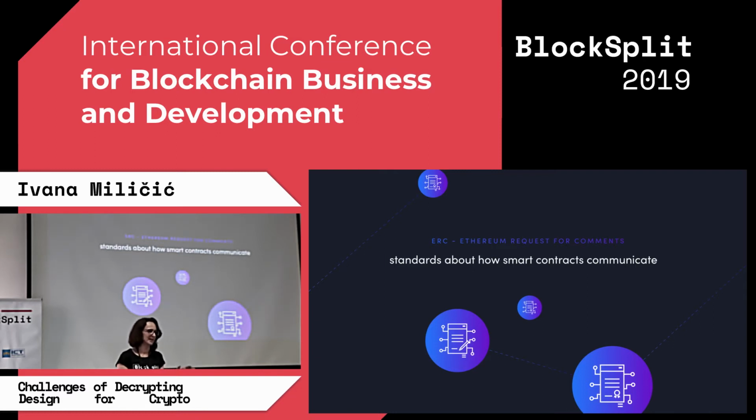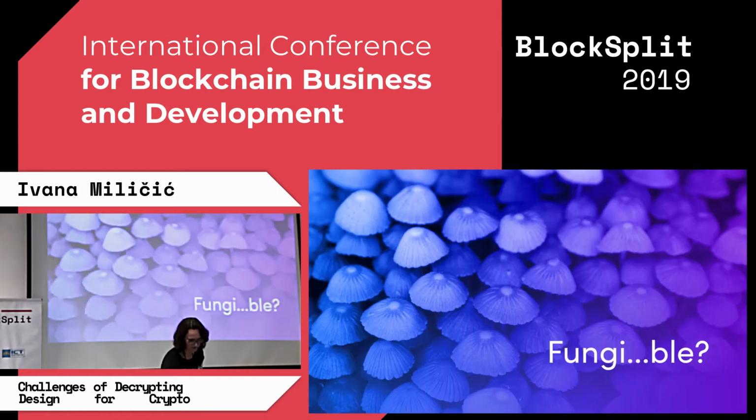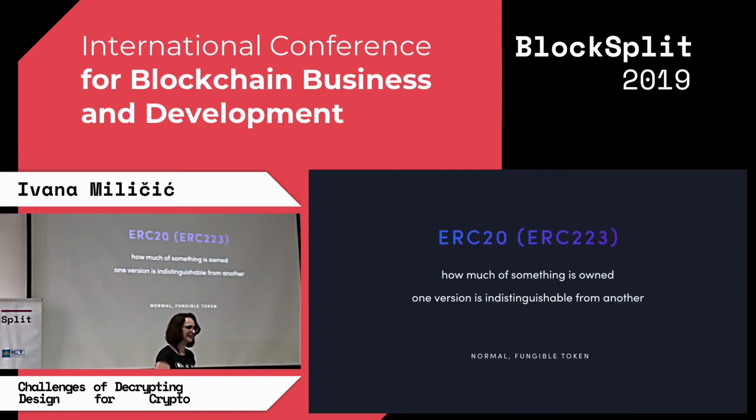And again, then they hear there are a few different standards for how those smart contracts communicate, and that there could be something like fungible or non-fungible tokens. And what am I now talking about? And how can I explain it to them?